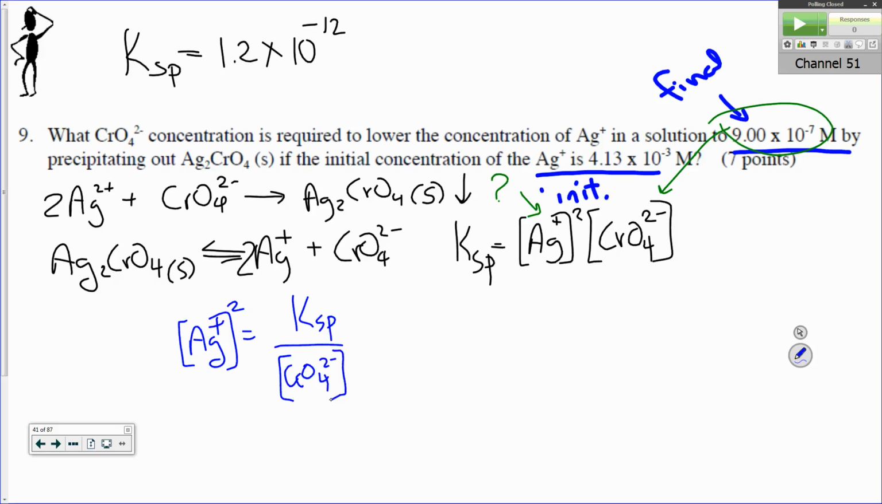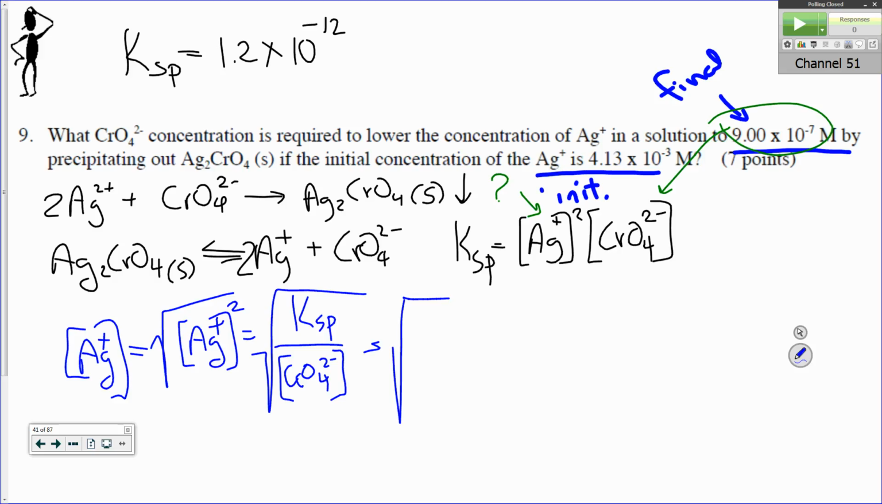All right, but the silver is squared, so I want to get rid of the square. So I'm going to take the square root of both sides. So that gives me the concentration of the silver. That's what I'm looking for. So now it's just a matter of plugging in some numbers. So I've got KSP is 1.2 times 10 to the minus 12.